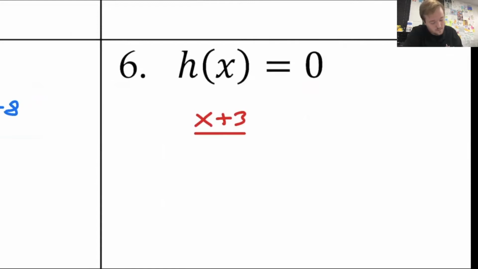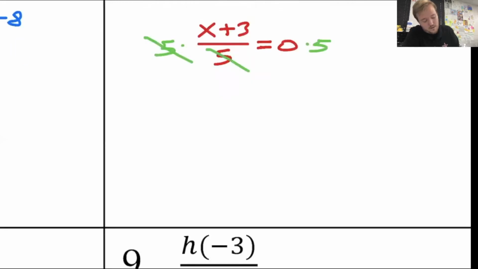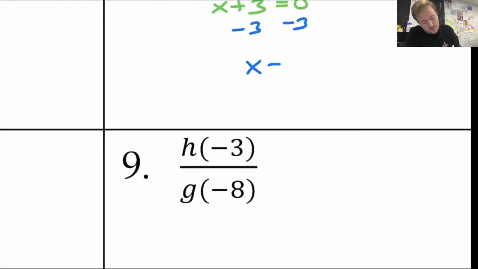X plus 3 over 5, and that equals 0. So I want to solve for X. The first thing, I'm going to multiply by 5. So that's gone, that's gone. So we have X plus 3 equals 0 times 5, which is 0. And I'm going to subtract 3. So X equals -3.